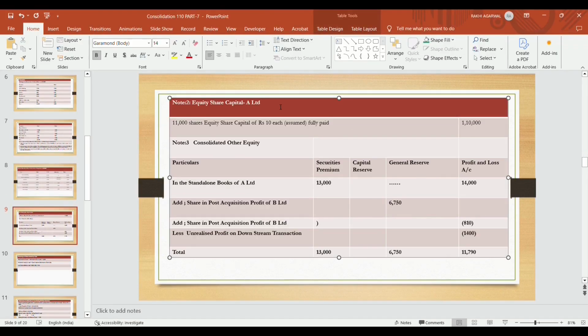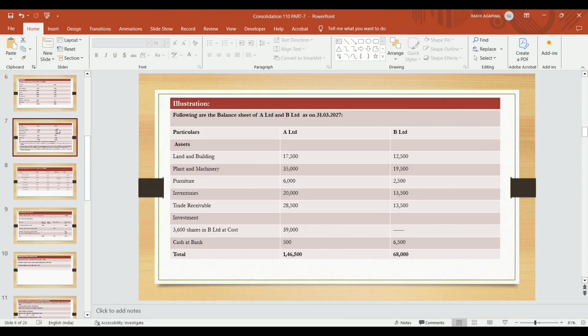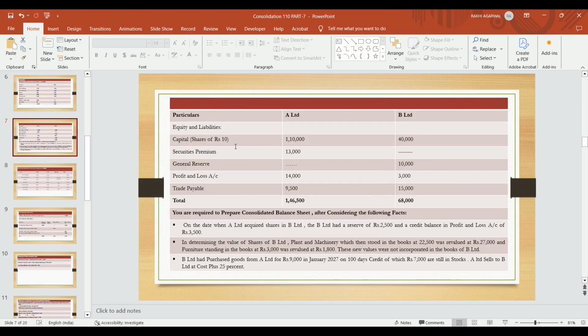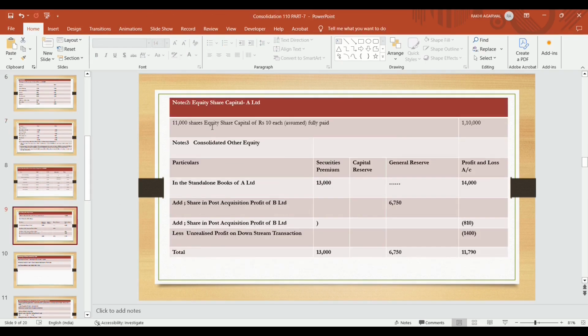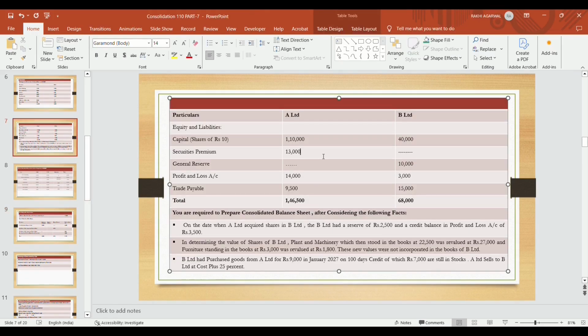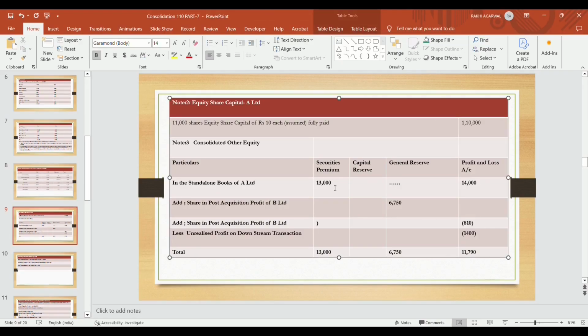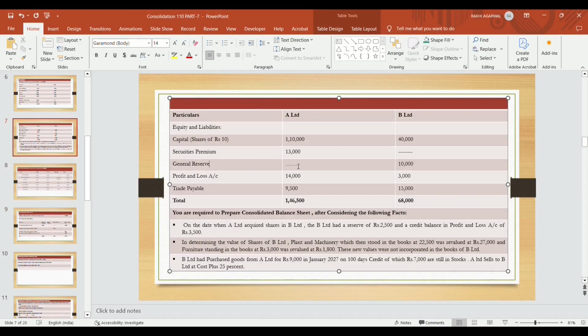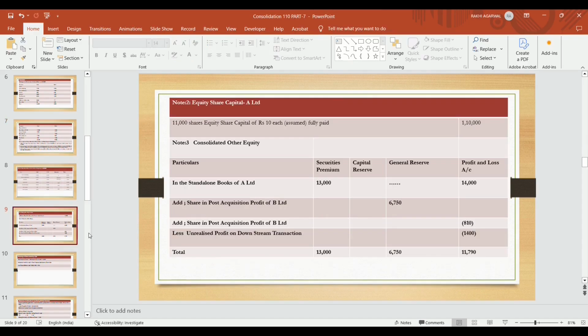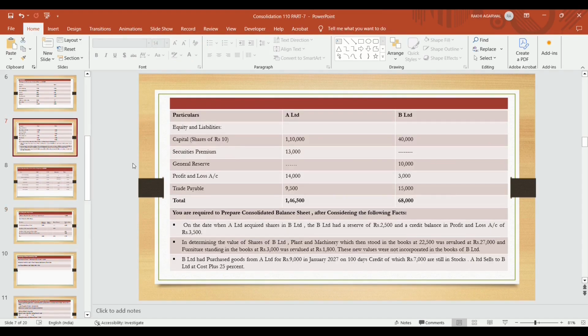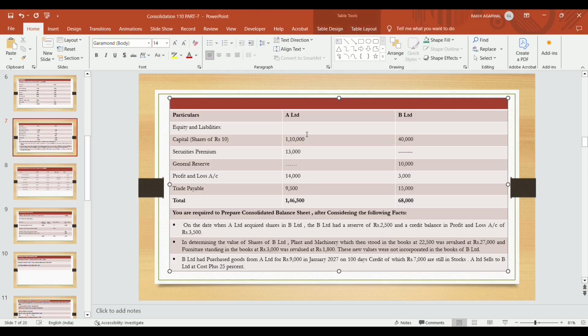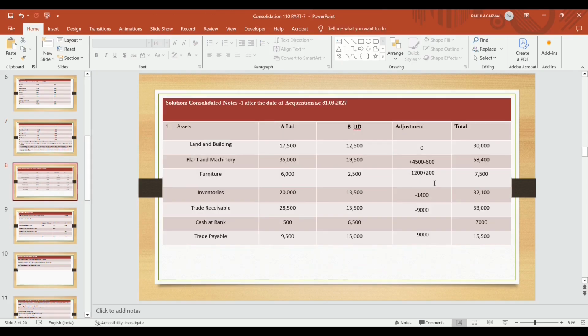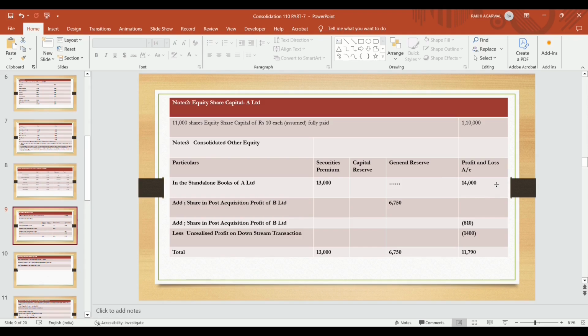Now note 2, equity share capital of A Limited. How much equity share capital of A Limited is there? 1,10,000 of 10 each. So 11,000 equity shares of 10 each, assuming fully paid, that is 1,10,000. Note 3, consolidated other equity. Securities premium of A Limited is 13,000 in the standalone books. In the general reserves of A Limited, there are no such values, so general reserve becomes nil. Capital reserve of A Limited, there is no such capital reserve. Profit and loss account of A Limited is 14,000 in the standalone books of A Limited.